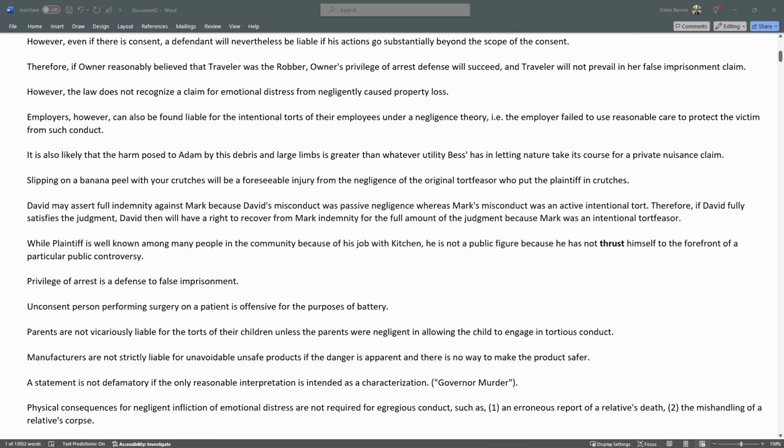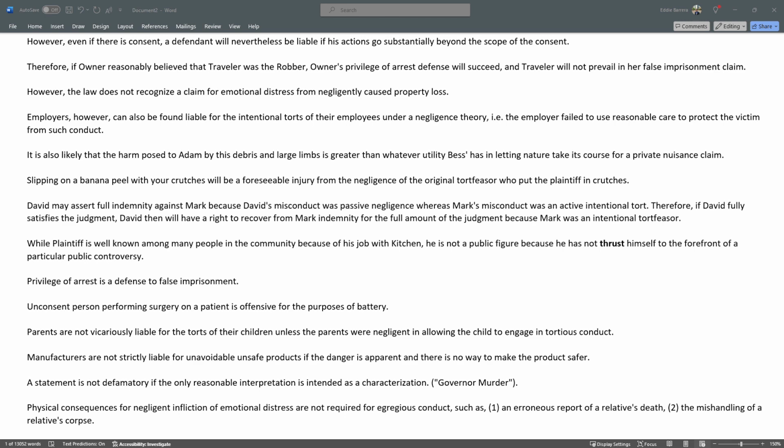However, even if there is consent, a defendant will nevertheless be liable if his actions go substantially beyond the scope of the consent. Therefore, if the owner reasonably believed that the traveler was the robber, the owner's privilege of arrest defense will succeed, and the traveler will not prevail in her false imprisonment claim. However, the law does not recognize a claim for emotional distress from negligently caused property loss.